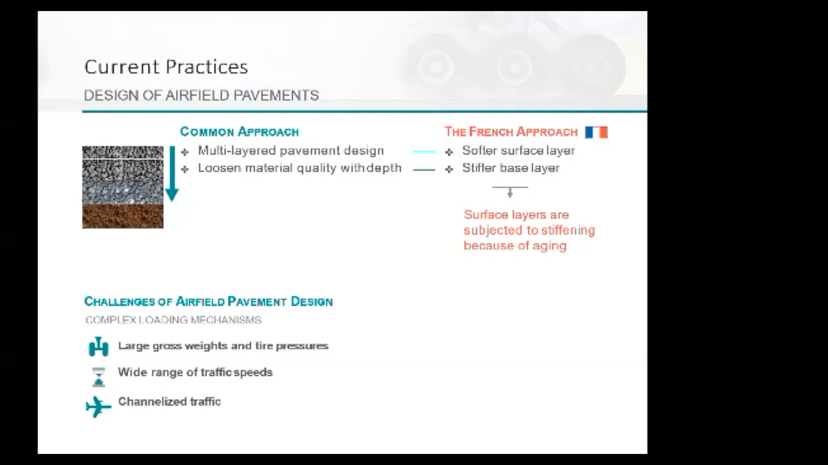And then you have channelized trafficking. With the ILS now, the instrument landing systems, pretty much all airplanes are landing at the same spot. If they have the same gear configuration and distance between the gears, they're repetitively landing on the same spot. So you have much more channelized traffic than you have in the case of highways.